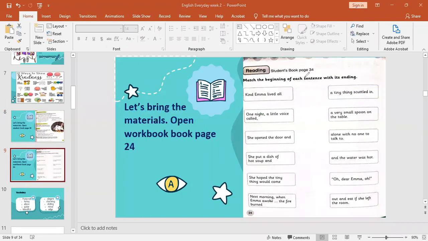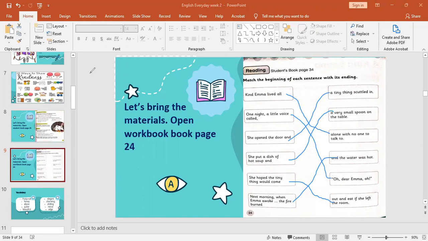It says, match the beginning of each sentence with its ending. Kind Emma lived all alone with no one to talk to. One night, a little voice called, "Oh, dear Emma, oh." She opened the door and a little thing scuttled in. She put a dish of hot soup and a very small spoon on the table. She hoped the tiny thing would come out and eat if she left the room. Next morning, when Emma awoke, the fire burned and the water was hot. So easy, right? That is all for today.